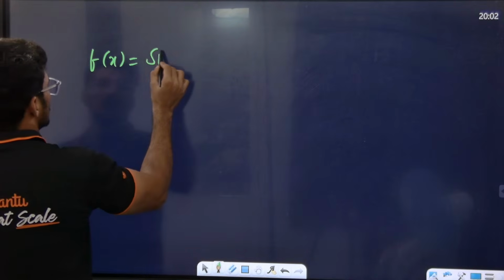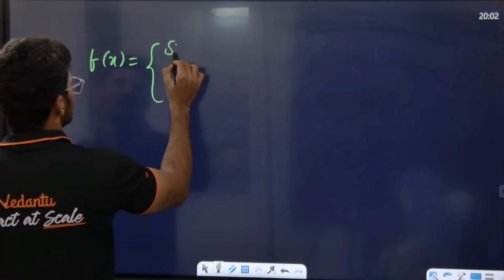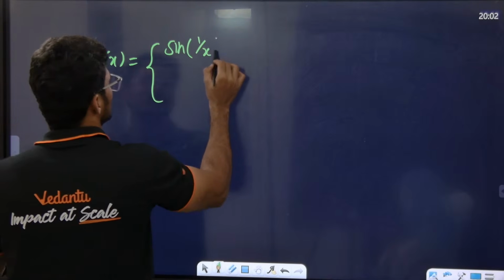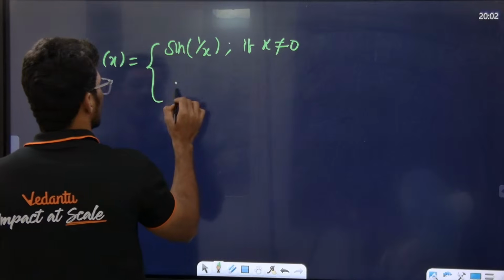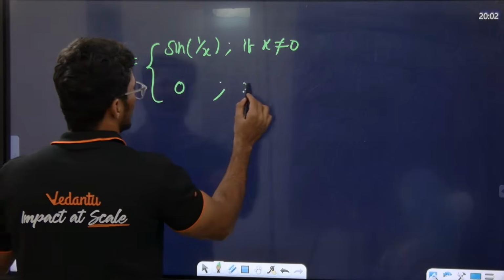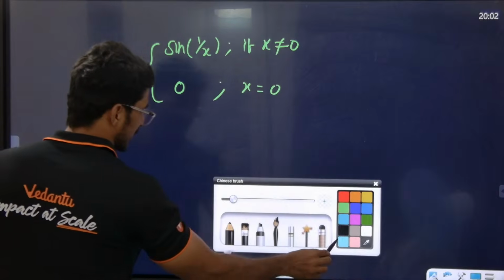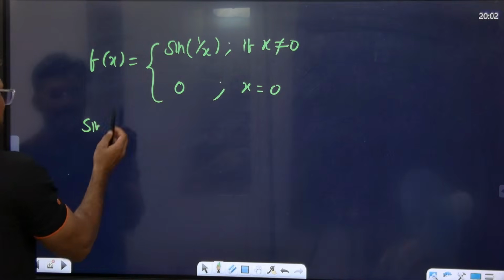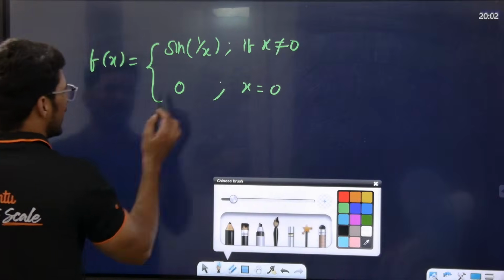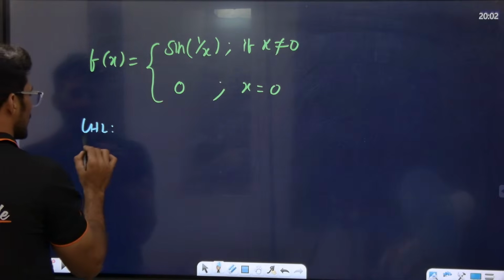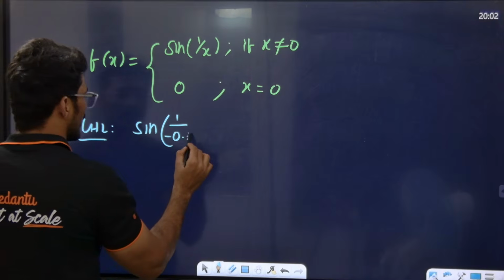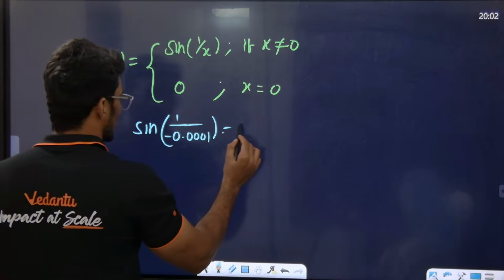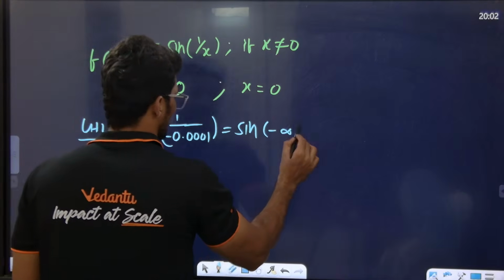See, what I'm saying is, the function is f(x) is equal to sine of 1 by x. This is 0 when x is equal to 0. Sir, I'm saying sine 1 by x. 1 by x means what? See the LHL. LHL is what? Sine of 1 by minus 0.00001. What is this going to be? Sine of minus infinity.